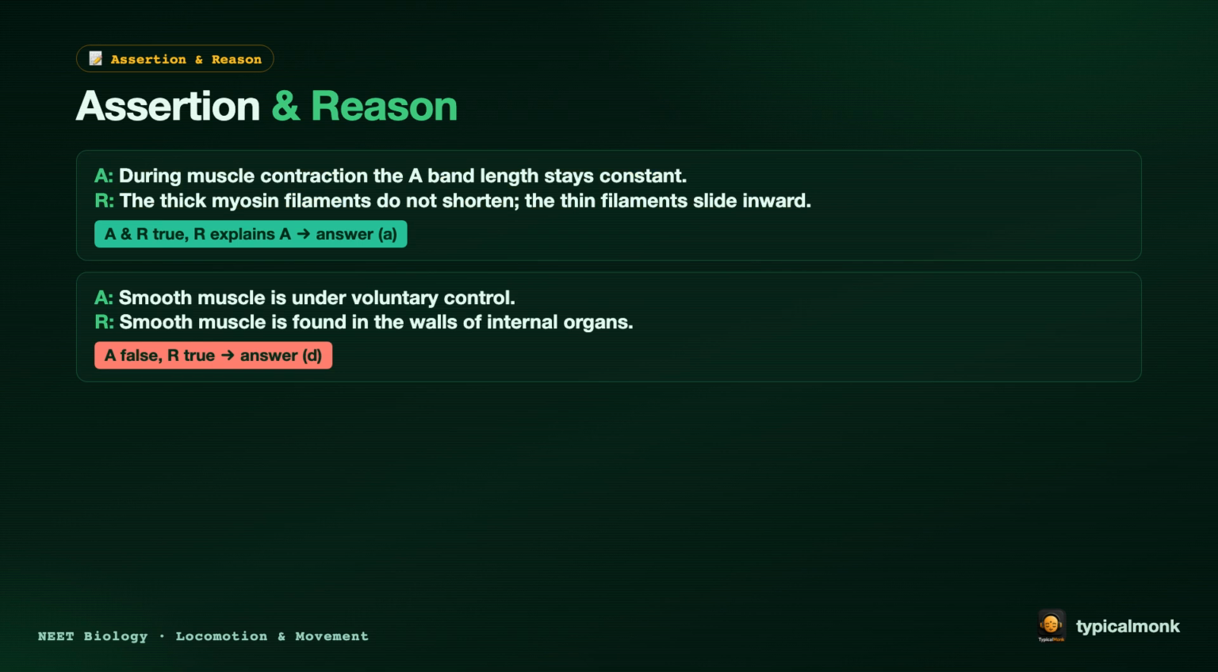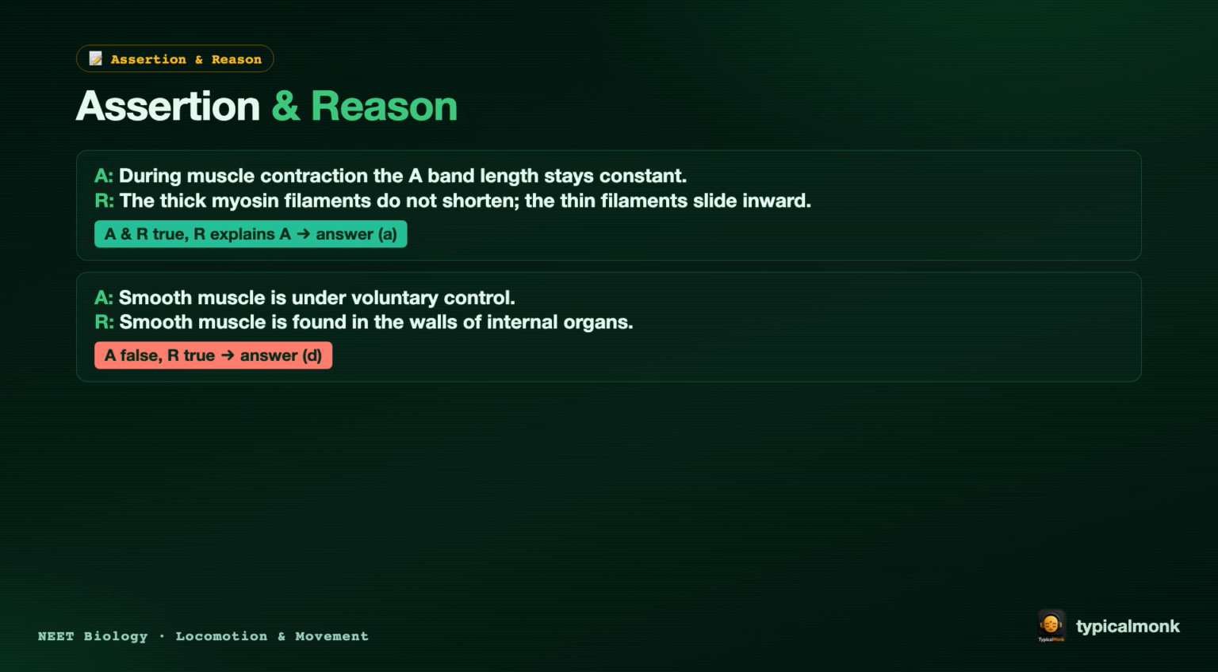First, A, during muscle contraction, the length of the A band stays constant. R, the thick myosin filaments do not shorten. The thin filaments slide inward. Both are true, and R explains A, so the answer is A.